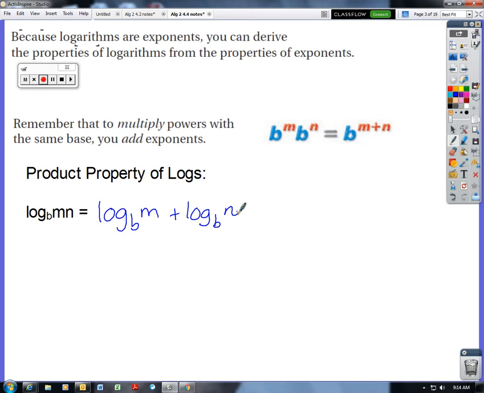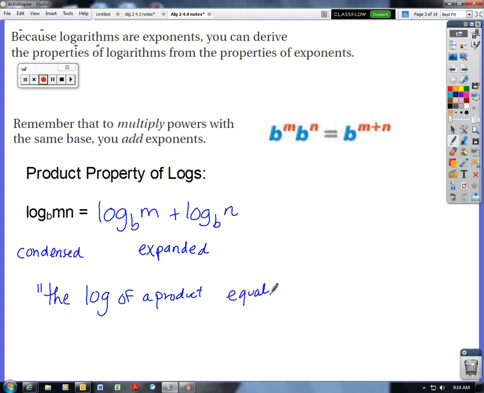And that's also called expanding. So on the left-hand side, that's considered condensed form, and on the right-hand side, it's considered expanded. You'll have to memorize this property, and a way to help you memorize it is you can say the log of a product equals the sum of logs. And that can help you remember what the property says.